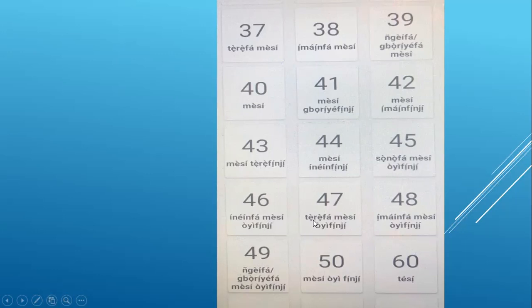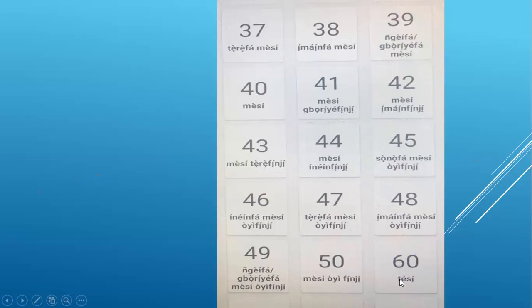Just take it gently. Terefa mesi oyi finji. So when I ask you to say it, don't rush it. Just take it easily. 48 is emainfa mesi oyi finji. 49 is ngeifa anekanika gboriefa mesi oyi finji. And then 50 is mesi oyi finji. Now there's a bonus here. 60 is tesi. The te comes from tere. It's like saying terasi, which is 3 times 20, which is 60.